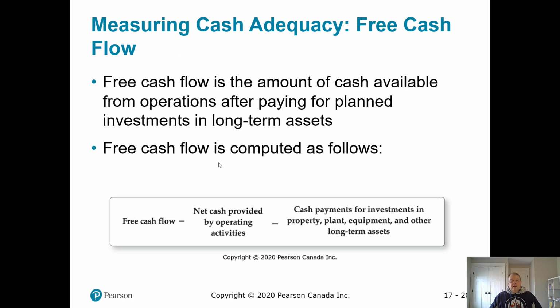Now, understanding as well how much free cash flow you have is very important for the viability of a business. It's basically the cash provided by operating activities minus the payments for investments and other long-term assets. So what have we made from our operations? How much money have we made operating? And what have we had to pay out for the big things? Well, property, plant, and equipment, long-term loans, that sort of thing.